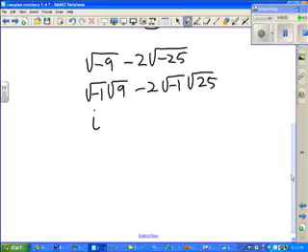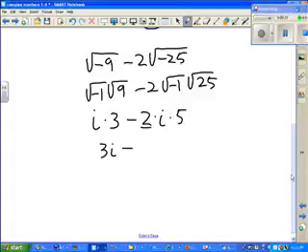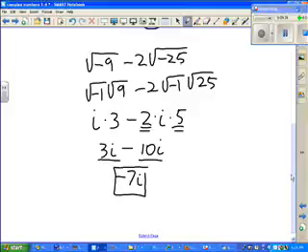Well, this is i, and this is 3. Square root of negative 1 is i, square root of 9 is 3. Minus 2 times i, again, times square root of 25 is 5. Well, now we're just algebraizing here. So we've got 3i minus 2 times 5 is 10i. Since they both have i in it, I can now subtract. So I end up with negative 7i. And there is my answer.